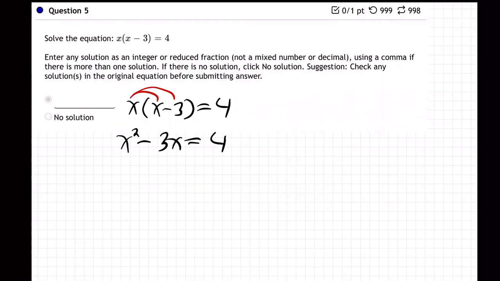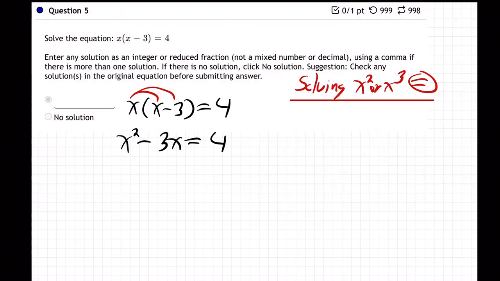So if you multiply through those parentheses, right away you say, oh, we've got an x squared equation. So then I'll put over here, solving an x squared or x cubed with an equal sign. That's what we're looking at. We've got an x squared in this case. So how do you solve x squared or x cubed with an equal sign?